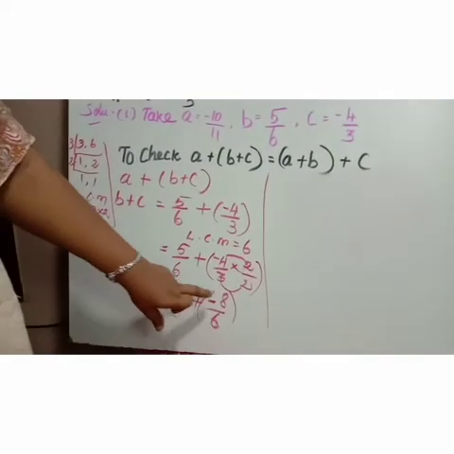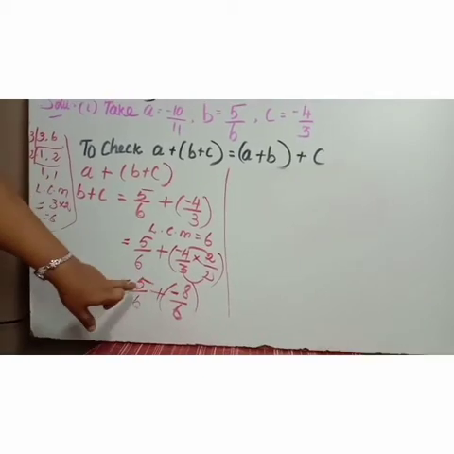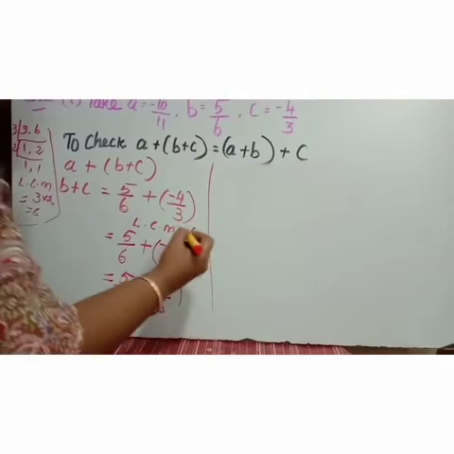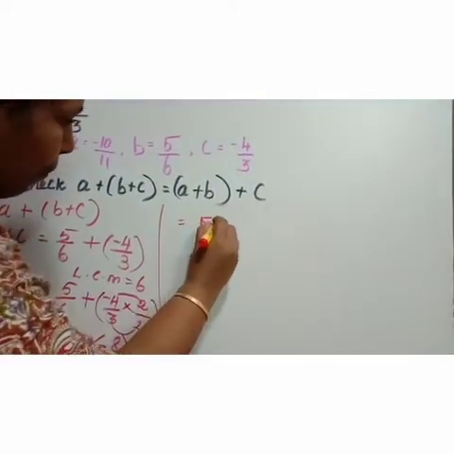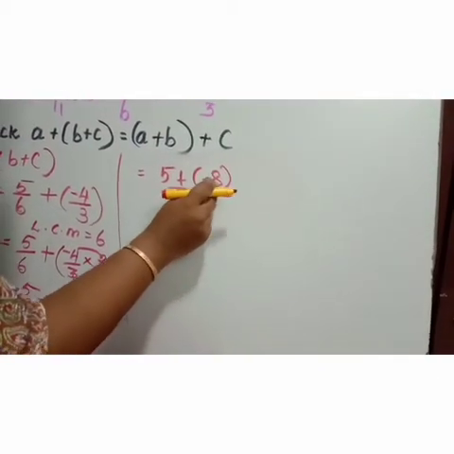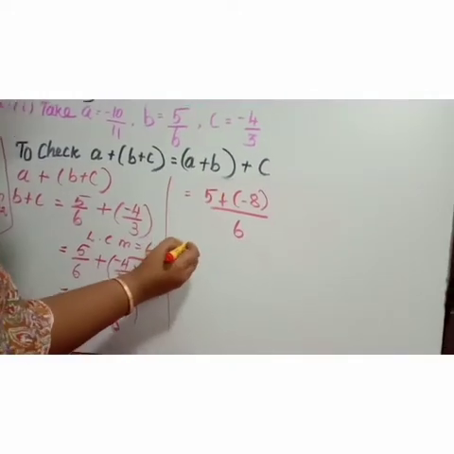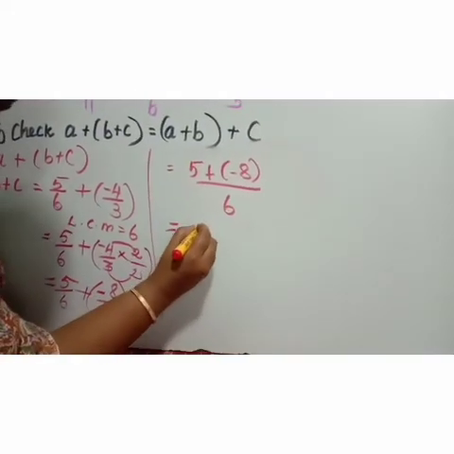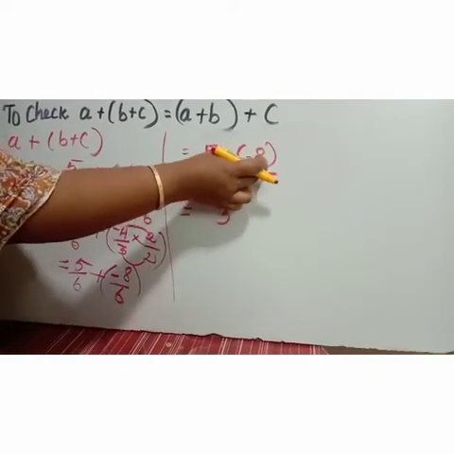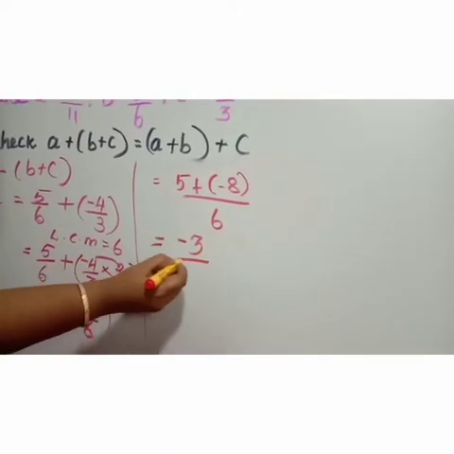One is a positive number and another one is a negative number. The two of them have different signs. Different sign means we have to subtract the numbers. So 8 minus 5, what is the answer? Yes, 8 minus 5 is 3. Which one is the biggest? 8 is the biggest number. Before 8, what is the symbol? Minus. So here we put minus 3 divided by 6.